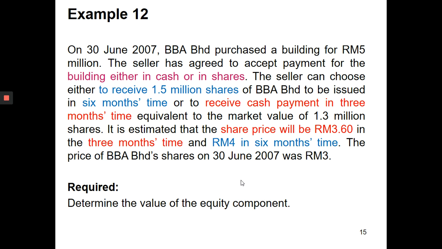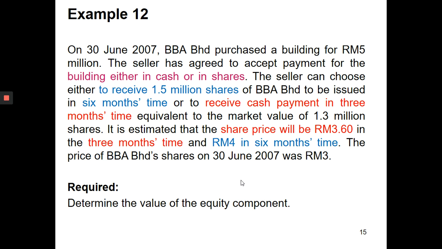It is estimated that the share price will be 3 ringgit 60 sen in 3 months' time and 4 ringgit in 6 months' time. The price of BBA Berhad shares on 30th June 2007 was 3 ringgit. So if you look at this question, do you see? We do not know yet which one they will choose, because they have two choices, either the shares in blue or the money in red.